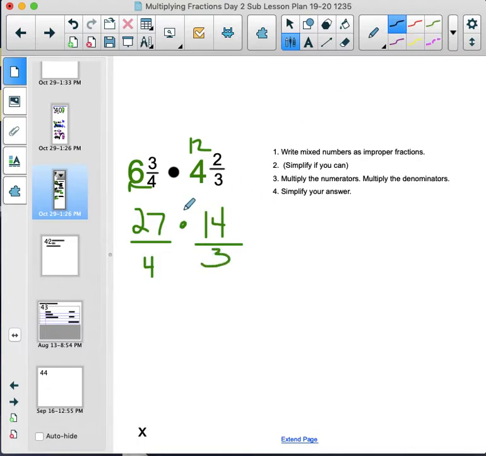I can divide these by 3. 27 and 3. 3 divided by 3 is 1. 27 divided by 3 is 9. That helps a lot to make it much smaller. I think I would cut these both in half because 4 and 14 are even numbers, just to make the numbers a little bit easier to work with. 4 divided by 2 is 2, and 14 divided by 2 is 7.